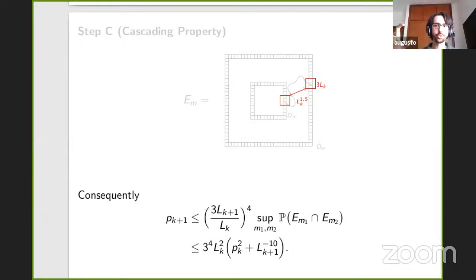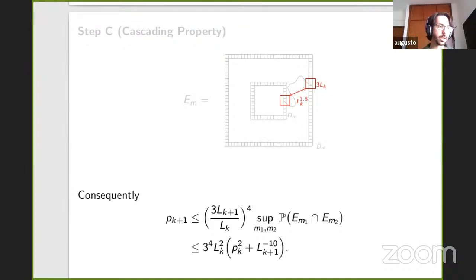And after you chose the two boxes, fix them, what's the probability you are dealing with? The probability that the event happens in M1 and in M2. So it's a probability of an intersection, right? So this is the perfect scenario to use our decoupling inequality. The probability of an intersection is bounded by the product of the probabilities, which is PK squared, plus the distance to the minus 10. So this is exactly the decoupling inequality we had.